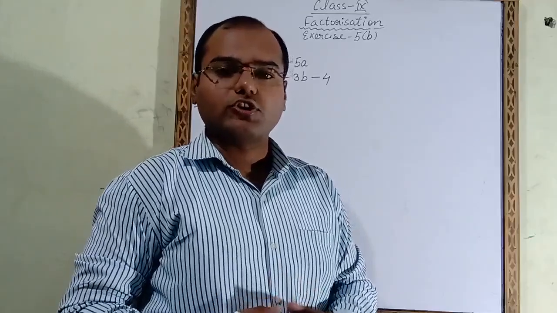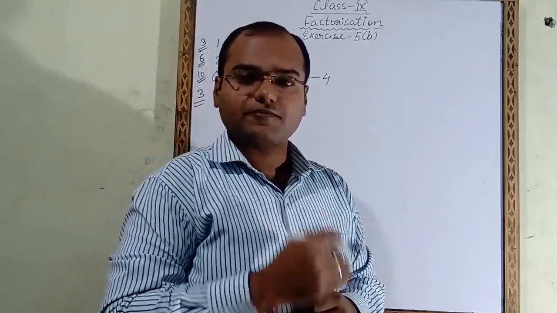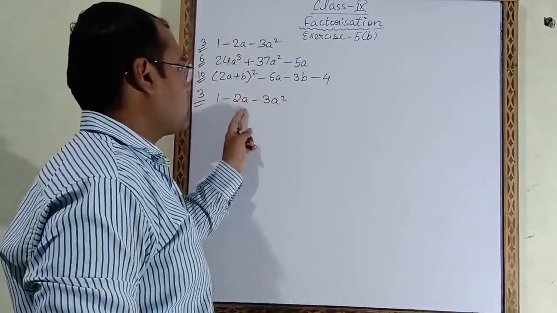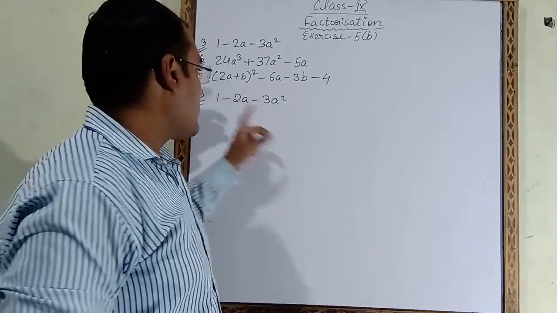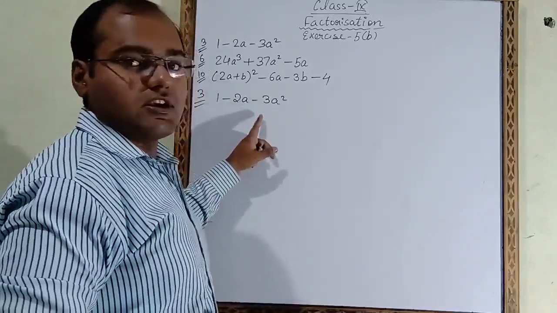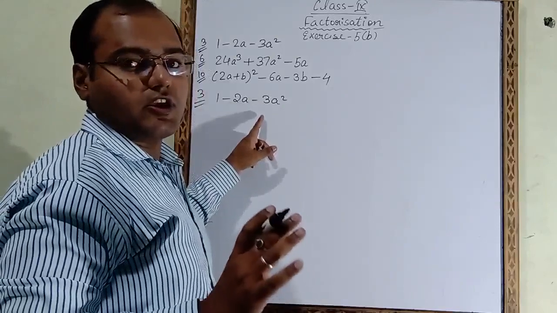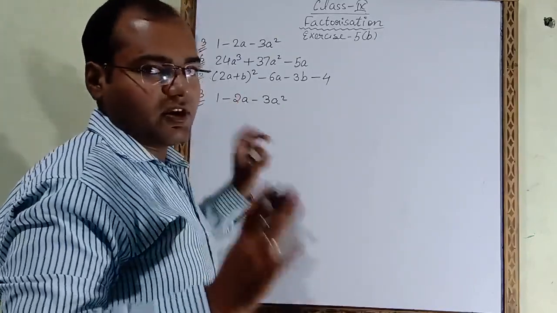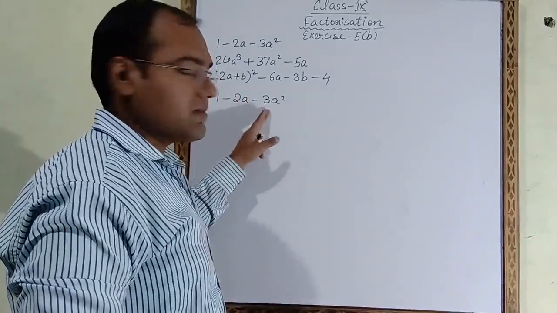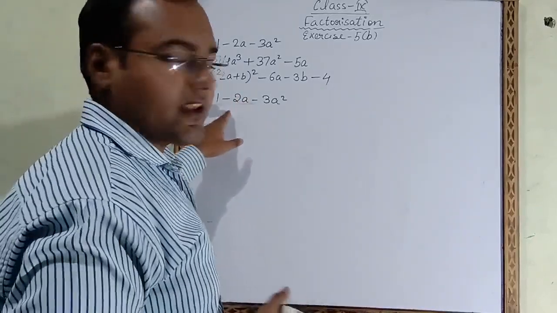Now we will solve questions from the second exercise, exercise 5B. Let's see this question. The question is 1 minus 2a minus 3a square. Here the number of terms is 3, an odd number of terms. If it is possible to take a common factor from all 3 terms, then we will take it. Otherwise we will not. In these 3 terms we do not get anything common.